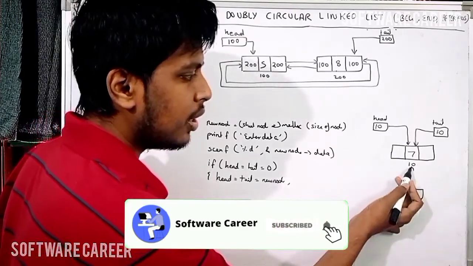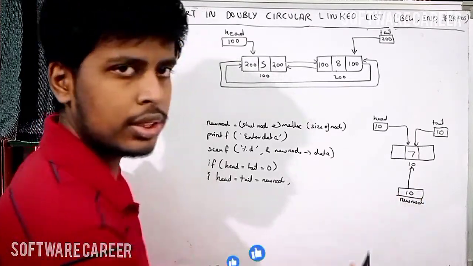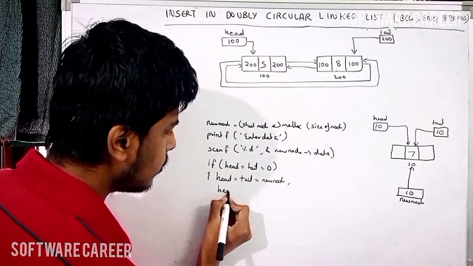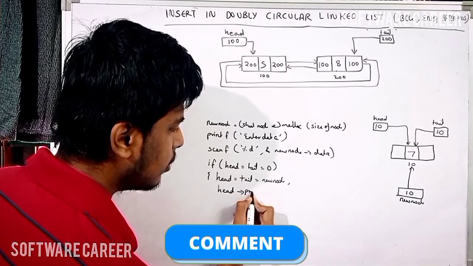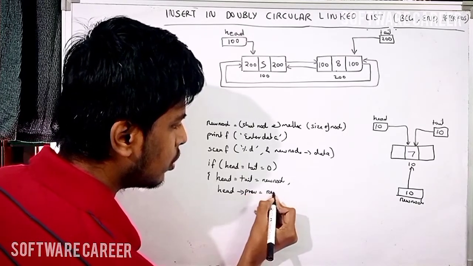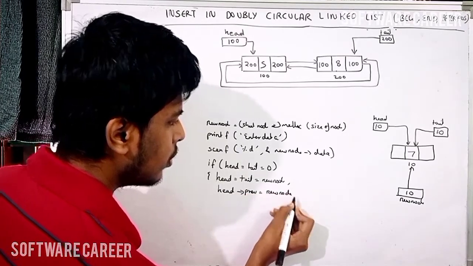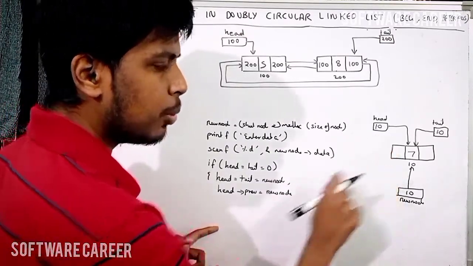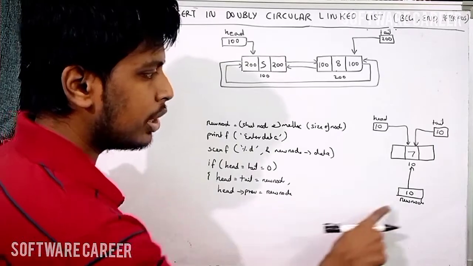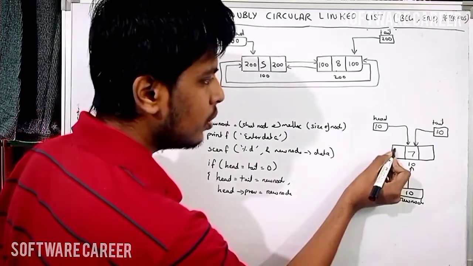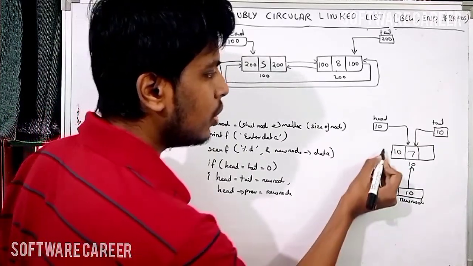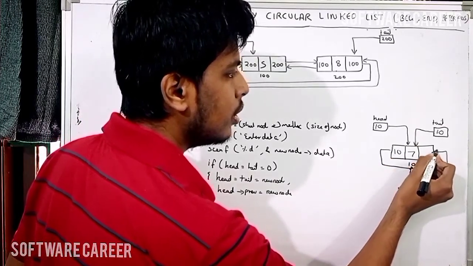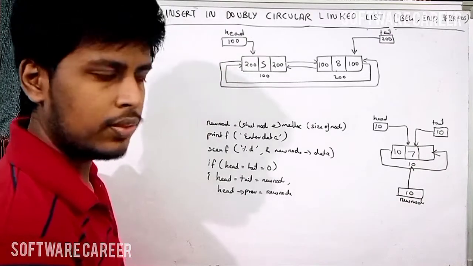So how can I get 10? You can get it from the newnode address. So I am writing in C: head previous equals newnode. Now head is 10. 10's previous is this pointer. In this pointer I am storing the newnode address, that is 10. So I am writing 10. So it creates a circular link. It's pointing towards the same node which has address 10.